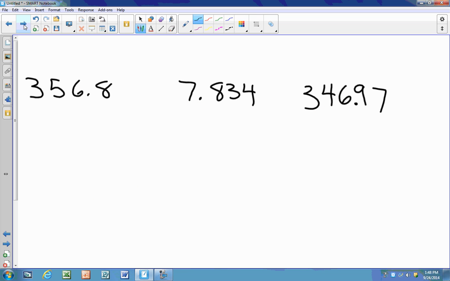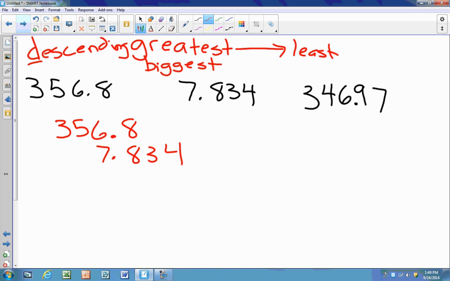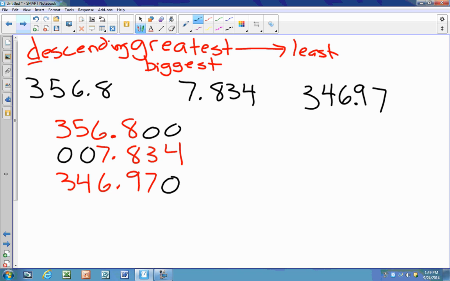We're going to do one final one. This time I'm going to ask you to do greatest to least. And here we're going to make sure that we have the biggest. And we would call this descending, going down the D. So we're going to line them up. We're going to fill in our zeros. And now we're going to continue.